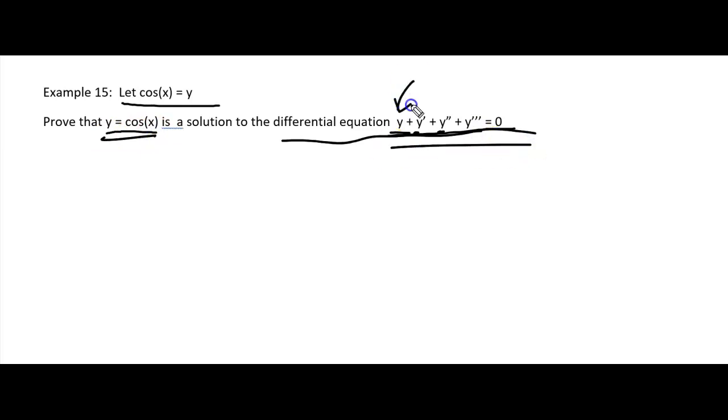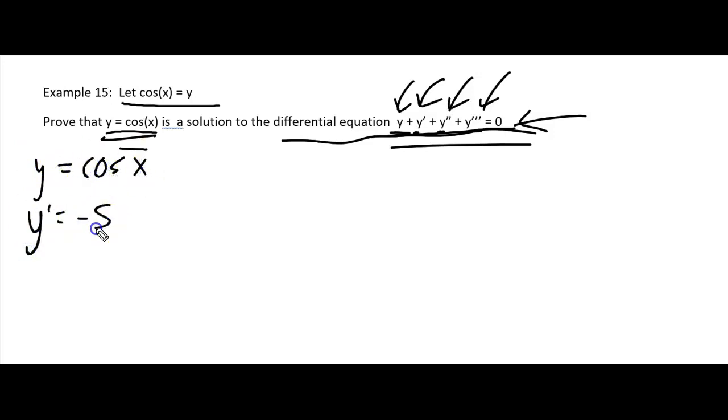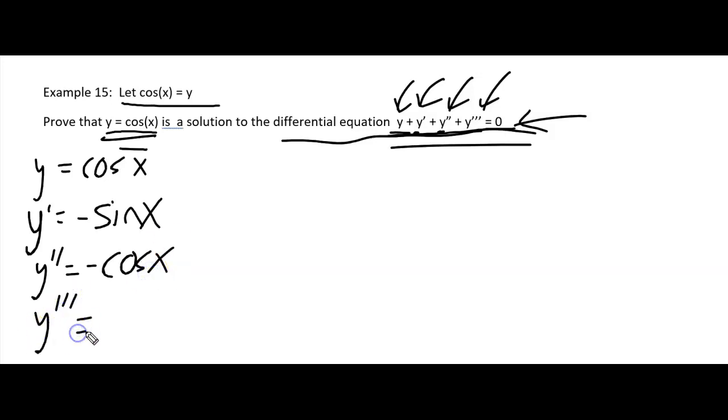Now, as you can see, we're going to need y, which we have, but we're also going to need y prime, y double prime, and y triple prime. And at the end, it should come out to make 0. If it doesn't, then we've done something wrong. So we know y equals cosine x. Y prime is negative sine x. Y double prime is negative cosine x. And y triple prime would be sine x.